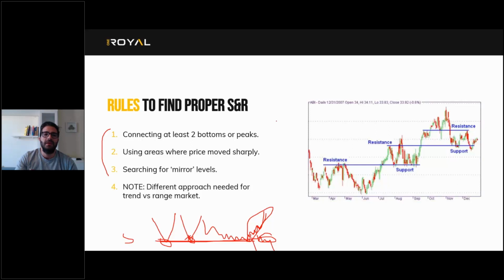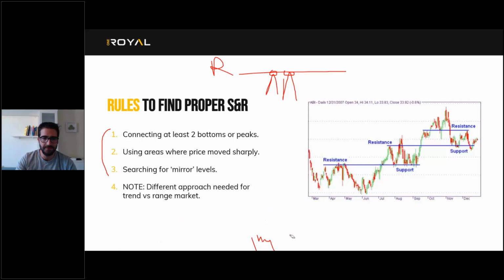And another way is to link peaks, similarly to this idea here, but here we're talking about peaks to have a resistance. Okay, this is another way. Let me remove all these drawings.